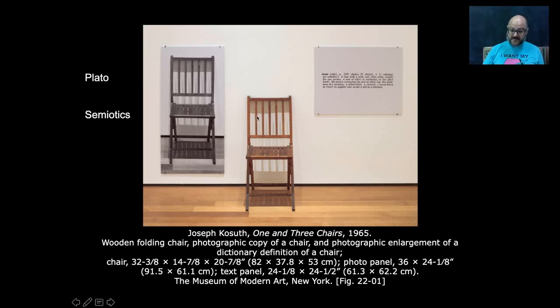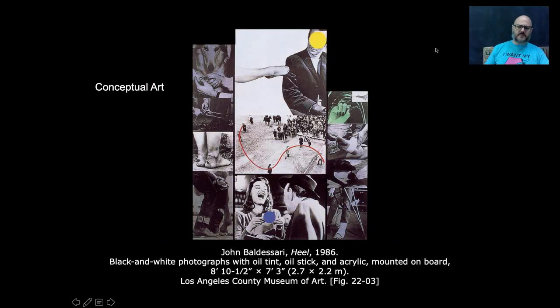Is it this? No, this is just one chair. There are other chairs. A chair could be a stool. It could be tall. It could be comfortable. It doesn't have to be just this chair. Is this the chair? No, that's the definition of a chair. I can't sit in that. Is this a chair? No, that's a two-dimensional reproduction of a chair, right? And you can see how there's slippage between those.